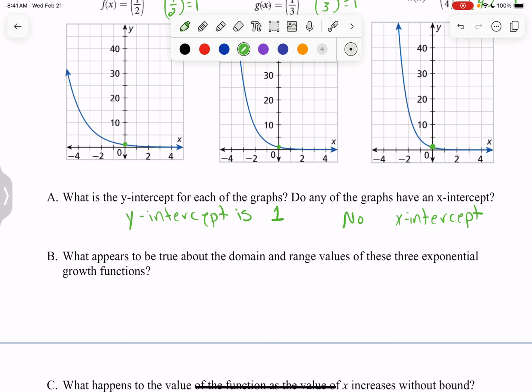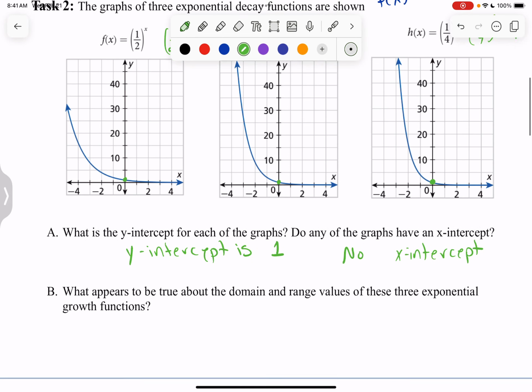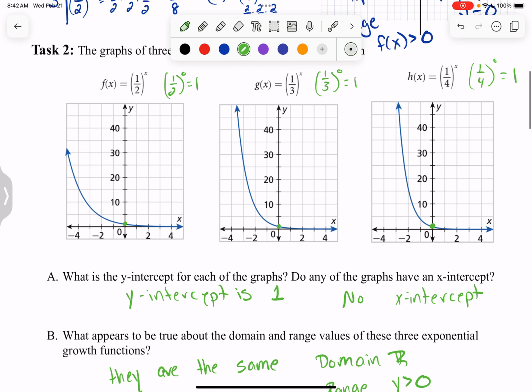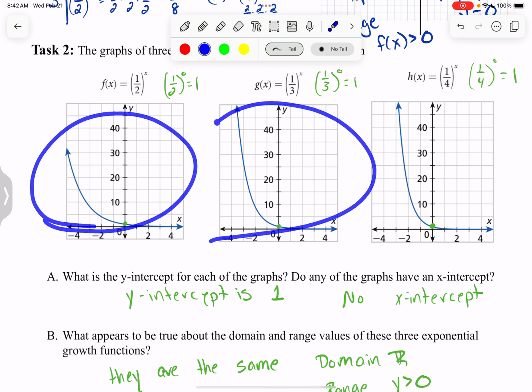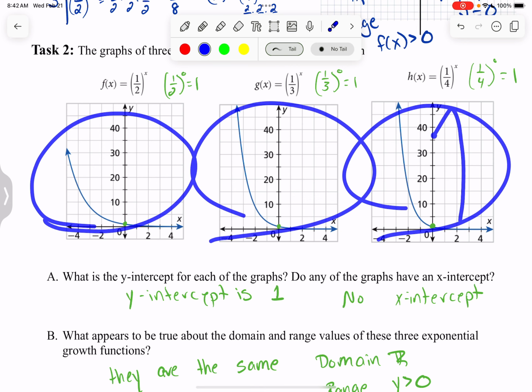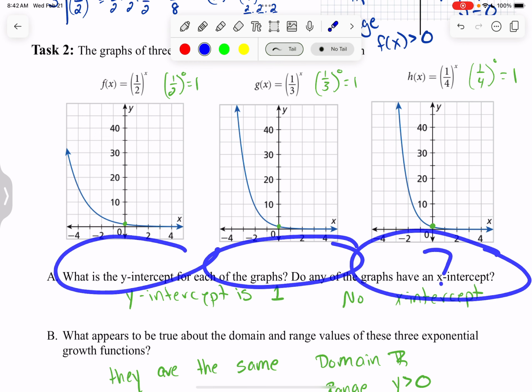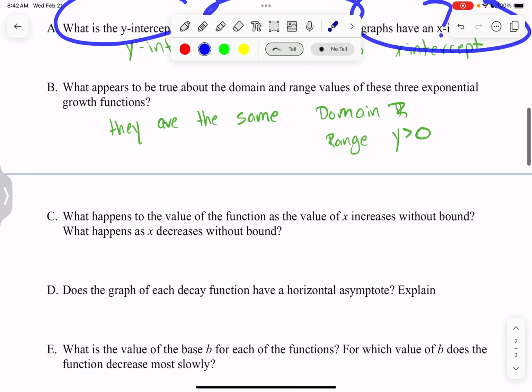So what appears to be true about the domain and range values of the 3 exponential decay functions? They're the same. Domain is still all real numbers. And range is still positives. The y has to be greater than 0 because again, this entire graph is in quadrant 1 and 2. So it's all up here. So it's never down here. There's nothing ever down below here. So that range is just greater than 0.